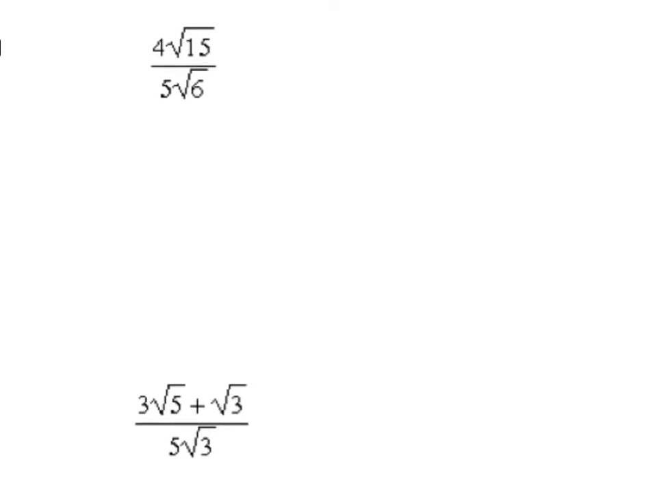the root of 15 over the root of 6 is the same as the root of 15 over 6. You can write them together. Now it's important because notice that 15 and 6 can be simplified. And that would be 3 goes into both, so we have 5 halves.